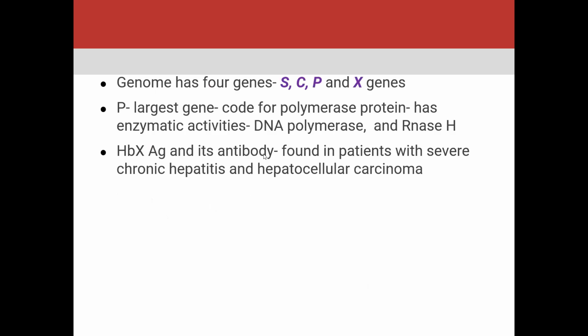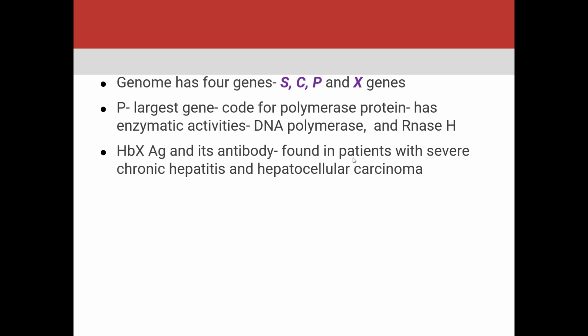Again, the genome has four genes in different regions, and they code for different antigens. So what are those genes? S gene, C gene, P gene, and X gene. Out of these, the P gene is the largest gene, and it codes for the polymerase protein. This P has enzymatic activities, such as DNA polymerase and RNase H.